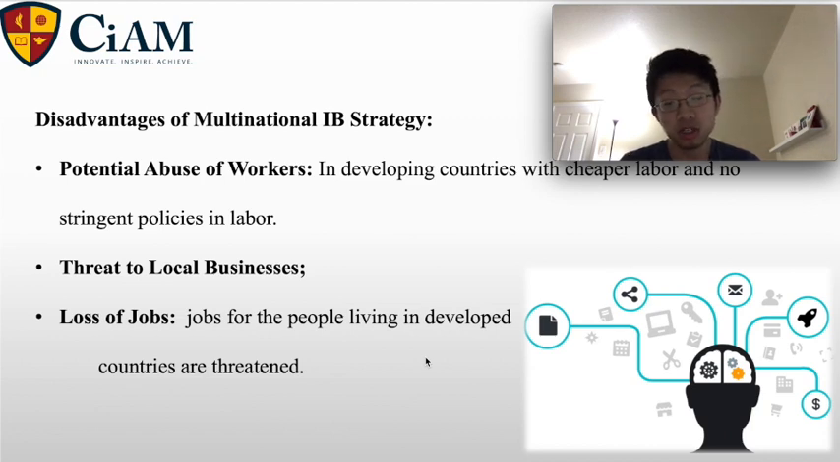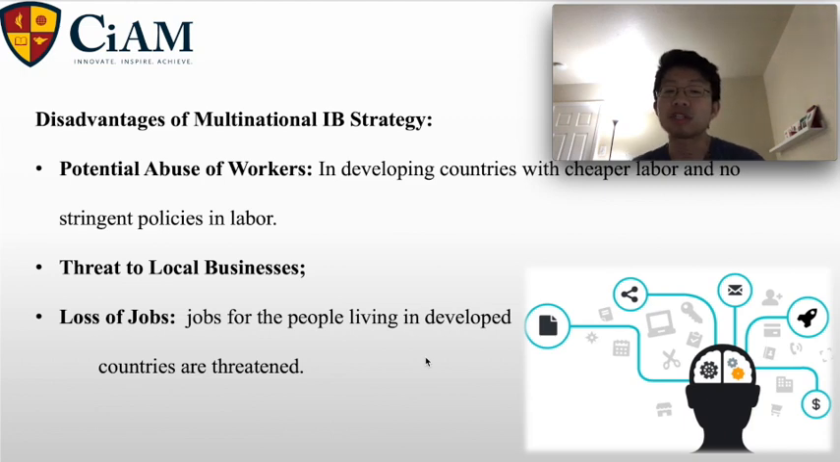A lot of companies seeking cheaper labor in developing countries, and those countries actually don't have stringent labor policies. They don't have labor unions, or they don't have complete policies to help the labor. So some companies always provide cheaper benefits and limited rights to their workers to save their money. So that's actually a risk of potential abuse of workers.